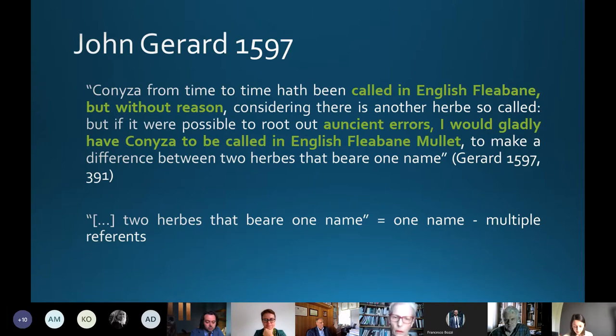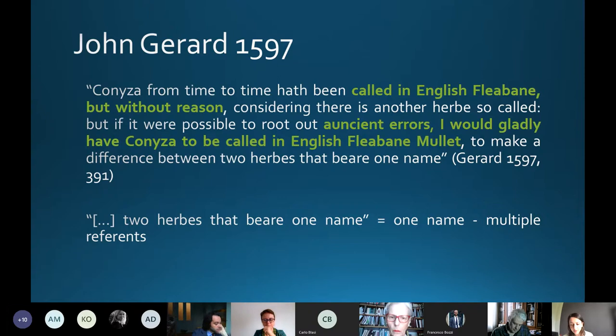Like Turner, Gerard showed a special care about names, and this passage exposes the problem of plant identification when the same name is attributed to different plants, thereby producing a situation of multiple reference. Evidently, he was worried about a potential confusion. However, the fact that he retained Turner's neologism, fleabane, despite his reservations, clearly indicates that fleabane was becoming the established name for this plant at this time.